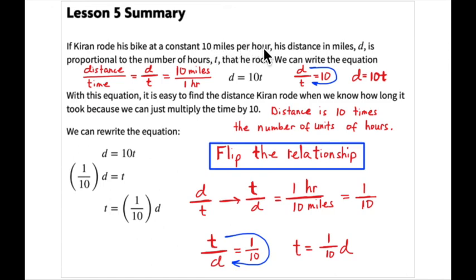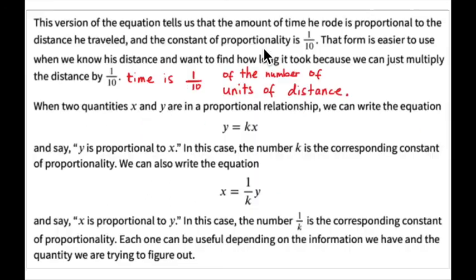So the number of units for time is a lot smaller than the number of units for distance in this problem. Time is 1/10 of the number of units of distance. Now if we get to the general form of the equation, we're back to y equals kx. In this direction, figuring out the distance, distance is equal to 10 times the amount of time. So it's 1 hour, it would be 10 miles.